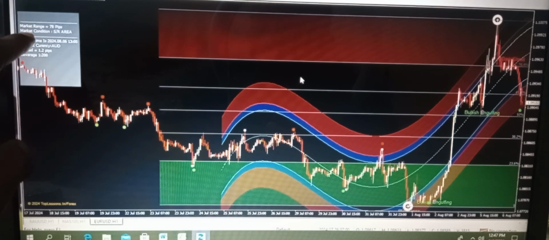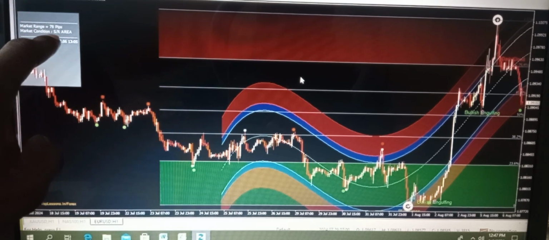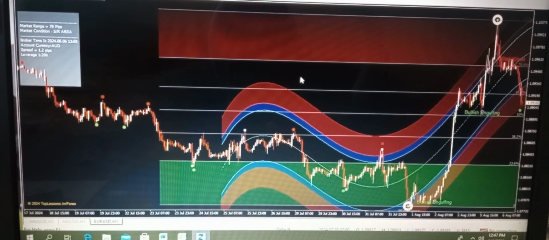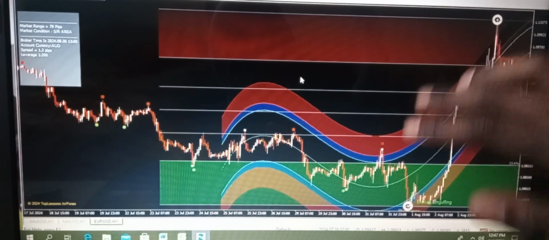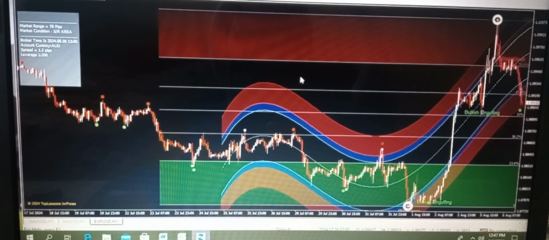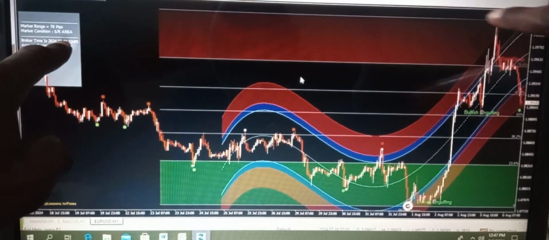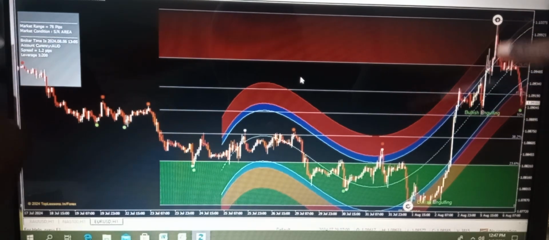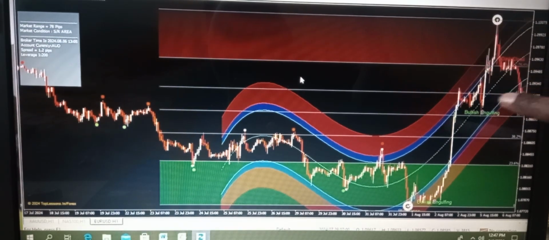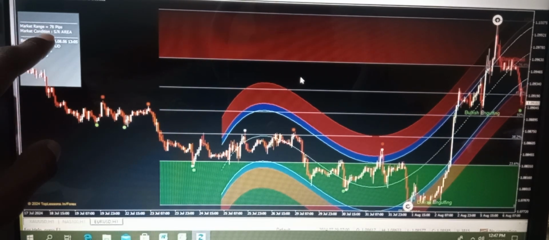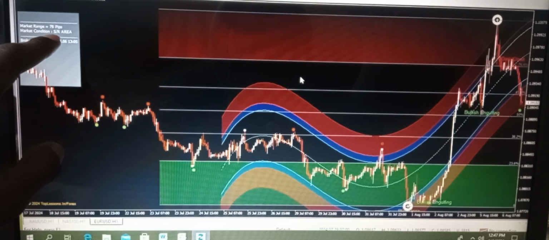And also it will say market condition. It will say SR area, meaning that SR area simply means support or resistance area. So it shows you where the market is currently, right? So if it says SR, it simply means the market right now is at the support or the resistance area. And as you can see, the market is currently at the resistance area. Okay, now the market condition changes, right?